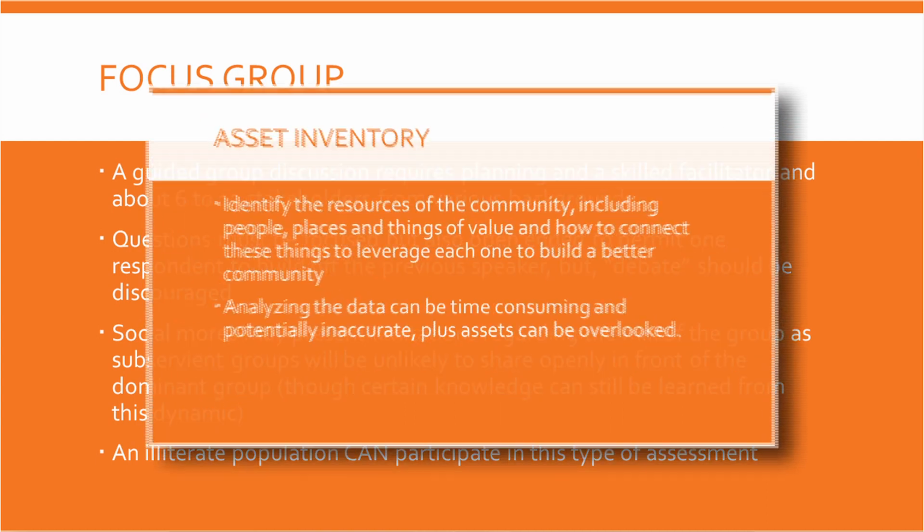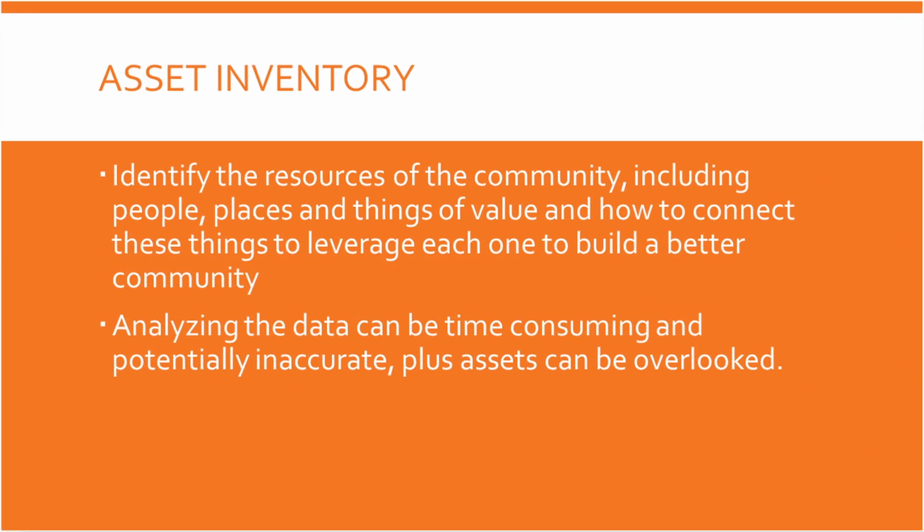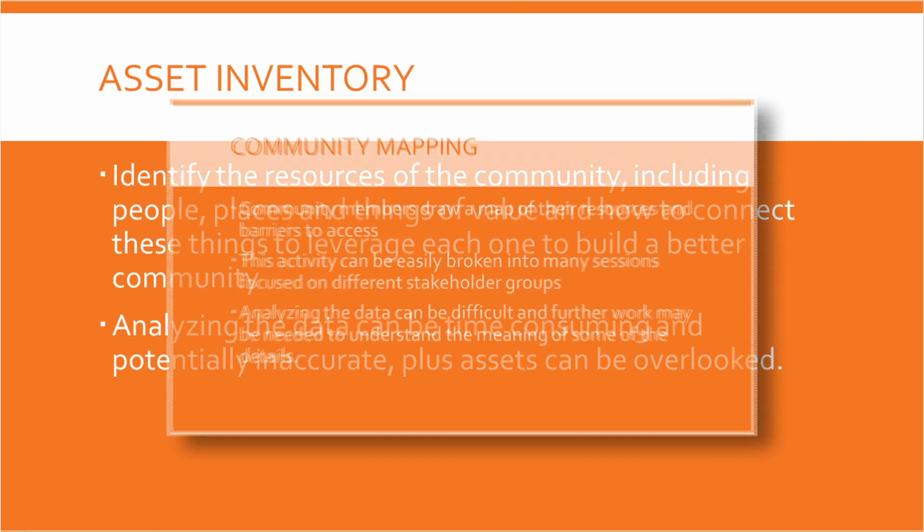An asset inventory lists resources, like people, places, or things that are available in a community. It lists hindrances or barriers that exist, and it seeks to leverage the good to overcome the bad. An outsider is unlikely to be able to evaluate this type of data.